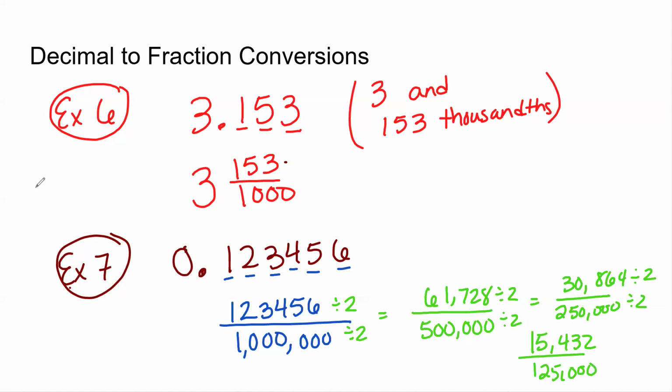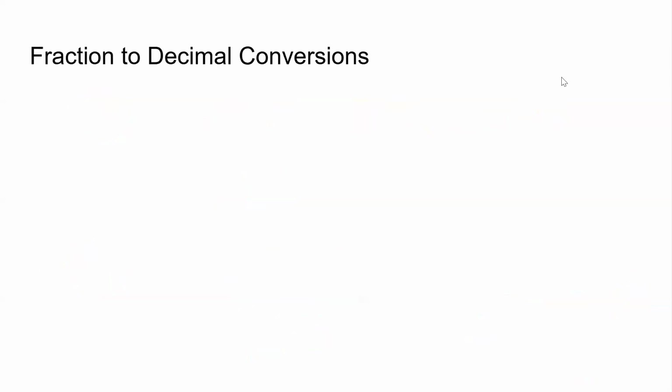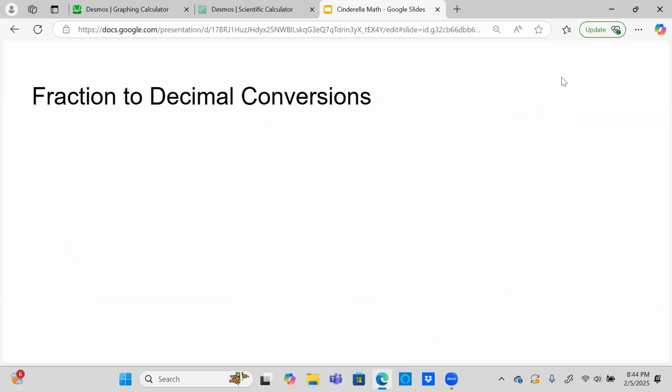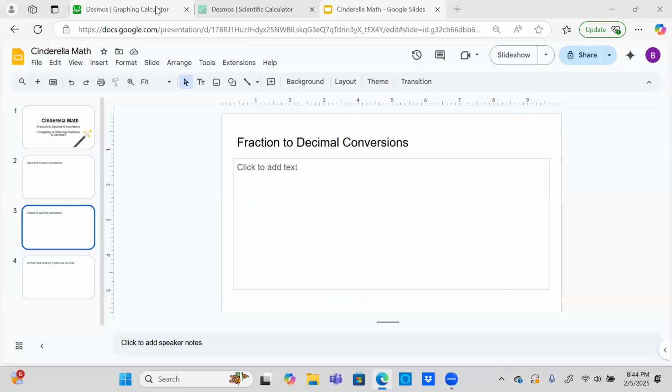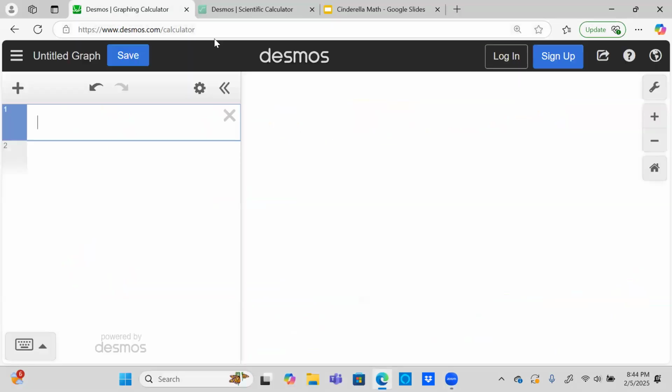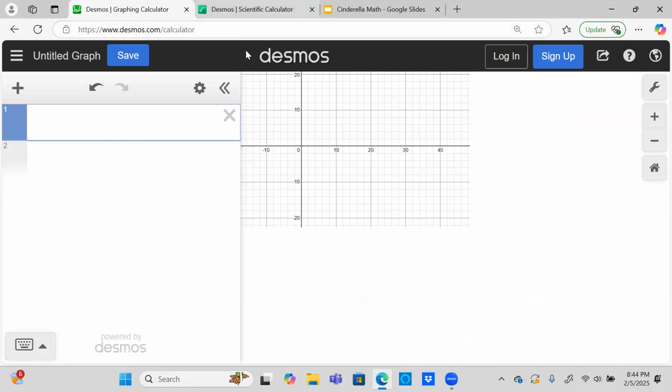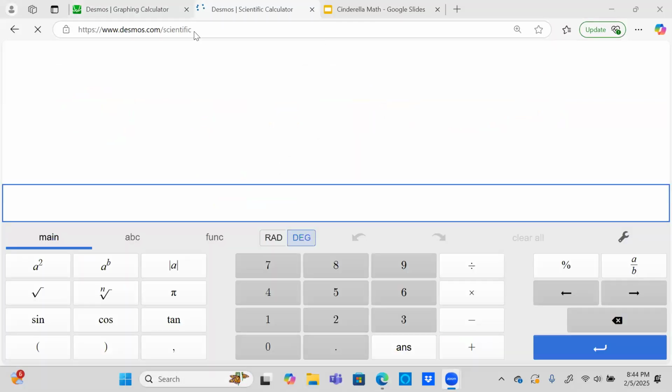Let me see if my calculator will even do that. Oh no, it doesn't even want to do that. Well, then this is a good time to show you how to do this on an online calculator. I love Desmos. So you can do the Desmos graphing, even though we're not graphing here, or you can do the scientific. If you're in middle school, probably the scientific is the one you'll want. If you're in high school, you probably want the graphing, but they both work fine.